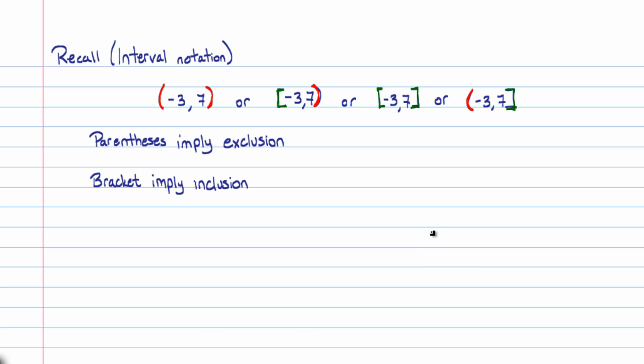Now notice how I wrote that. I put the red for the parentheses, meaning bad, meaning that you cannot include those points, and green for good, meaning that you can actually include those endpoints.